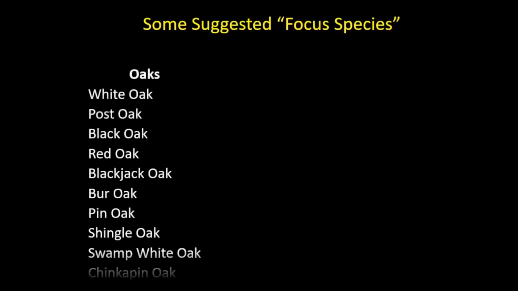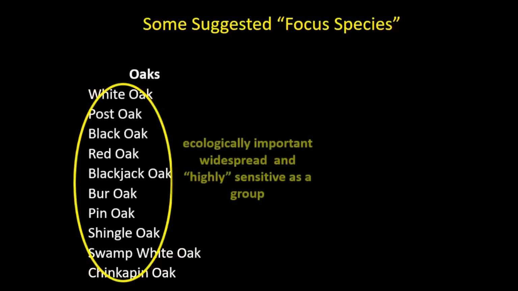Well, here's one thought. Think about the oaks. The oaks are ecologically important. They're very widespread in the state, so it's a very nice thing. And secondly, they seem to be highly sensitive as a group to displaying the symptoms that we're looking at and looking for.